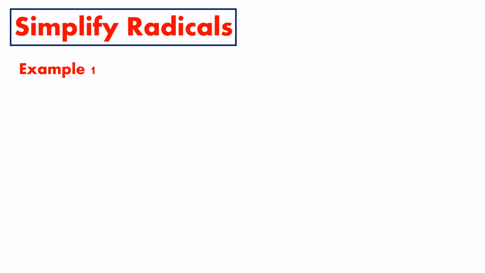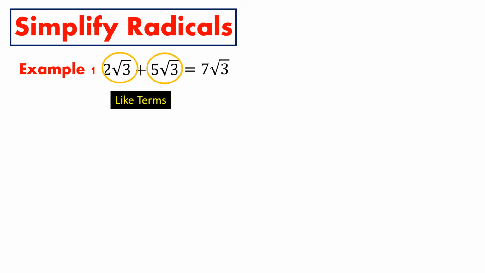What if we are given 2 square root of 3 plus 5 square root of 3? Adding radicals is similar to adding algebraic expressions. So, 2 square root of 3 plus 5 square root of 3 is equal to 7 square root of 3. We think of 2 square root of 3 and 5 square root of 3 as like terms. Both terms have square root of 3.